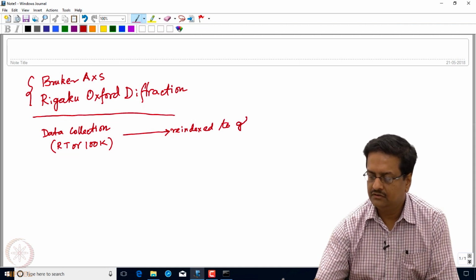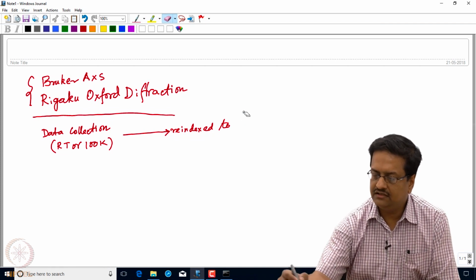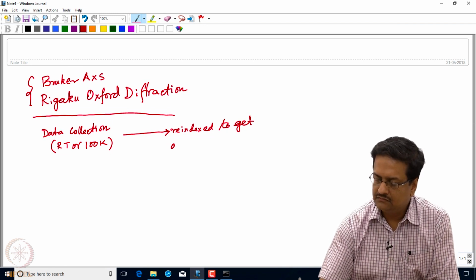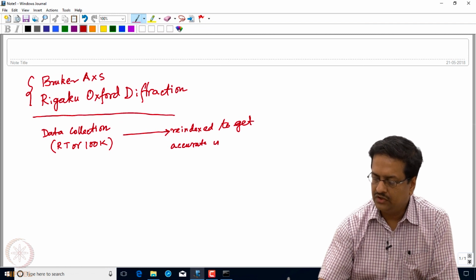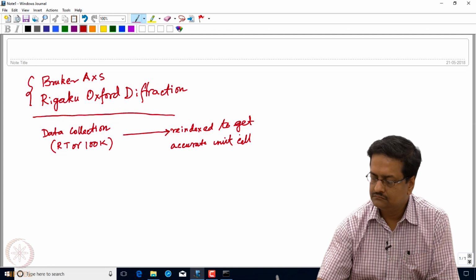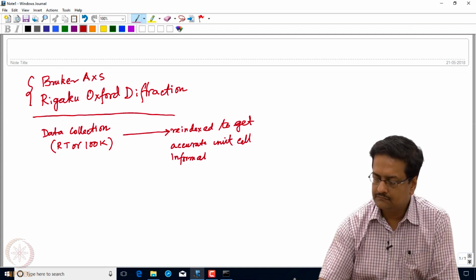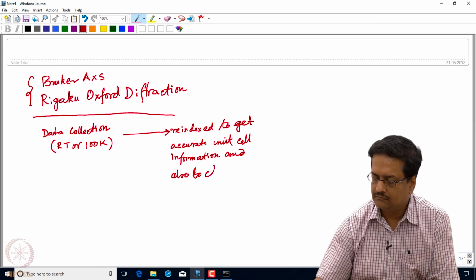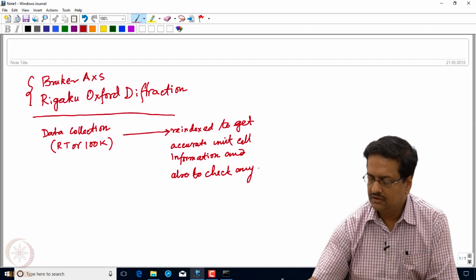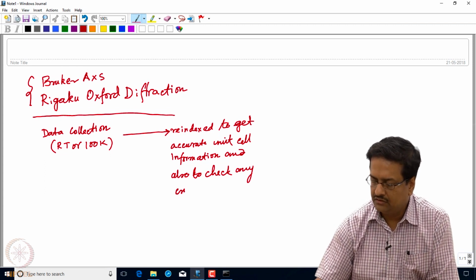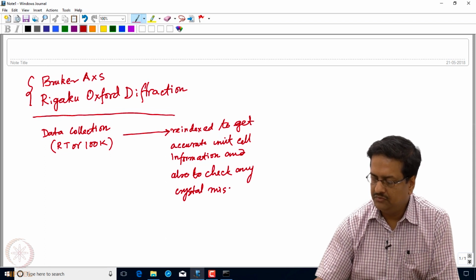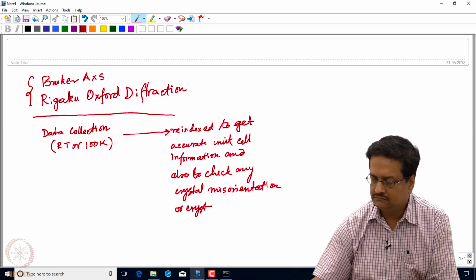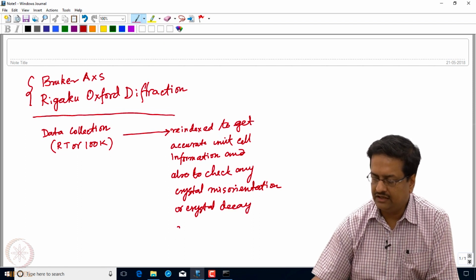to get accurate unit cell information and also to check for any sample misorientation or crystal misorientation or crystal decay during data collection.